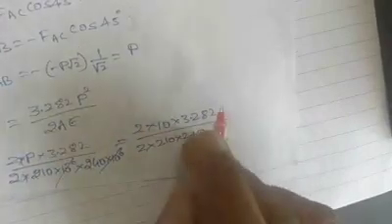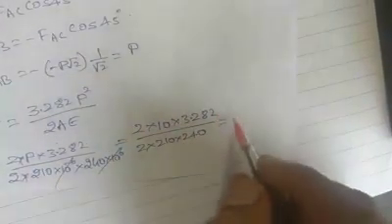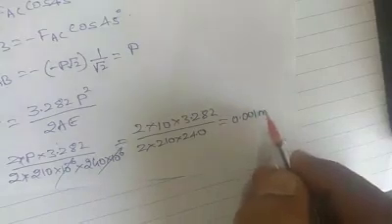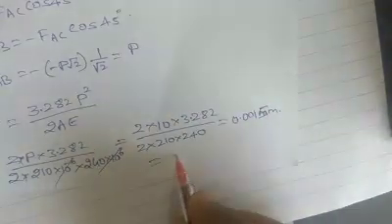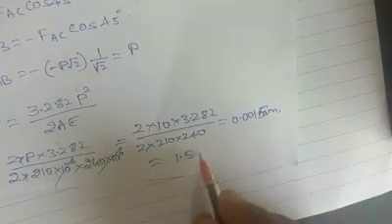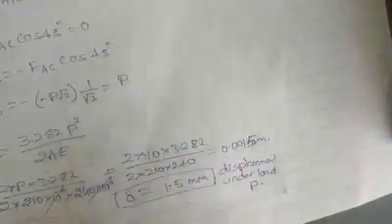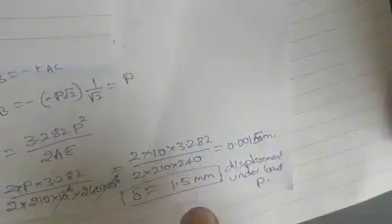This will become 0.0015 meter, it will become 1.5 mm. This is your result, delta: displacement under load P, 1.5 mm. This is how we calculate our displacement.